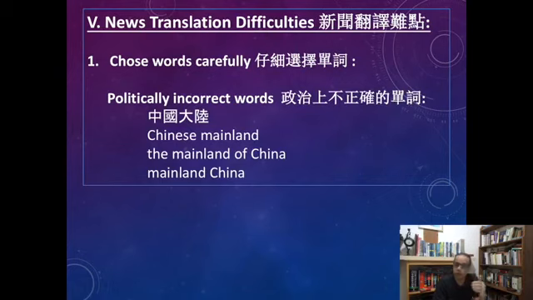Actually, you need first to see who your audience is. Is your audience in China or somewhere else? Because in China, you have to translate it as mainland China, because Chinese mainland and the mainland of China may imply that there are two Chinas, and that may offend the people in China. So if your audience is Chinese people in China, then you need to say mainland China.